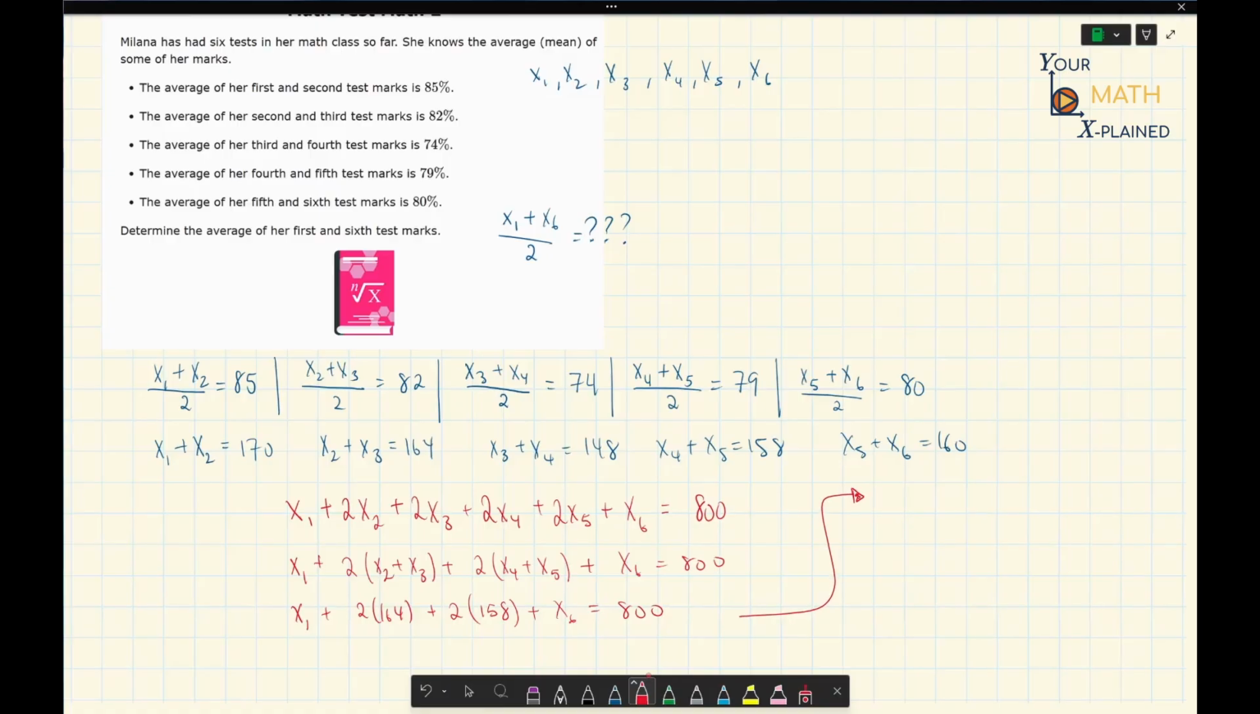So let me finish that off over here. When we get the numbers onto the other side of the equation, we'll do 800 minus the sum of those 2 values. We get 156 on the right side. And going back to the original problem, we would like to find x1 plus x6 divided by 2. So when we divide by 2 on both sides, we'll have a value of 78%. And that would be the average of the first and sixth test.